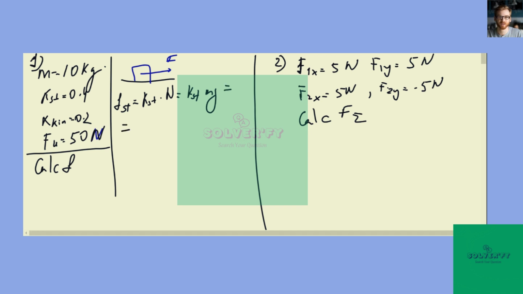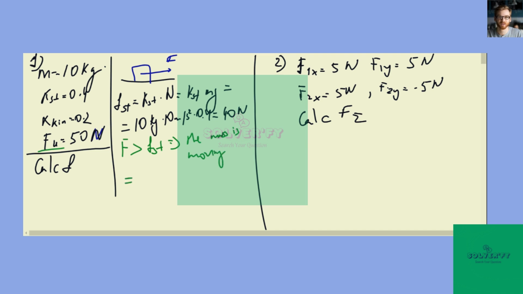So therefore, let's assume that g is 10 meters per second squared. Therefore, the static friction force equals 10 kilograms times 10 meters per second squared times 0.4. So it equals 40 newtons. As we can see, the applied force F is above the static friction force, therefore the mass is moving.